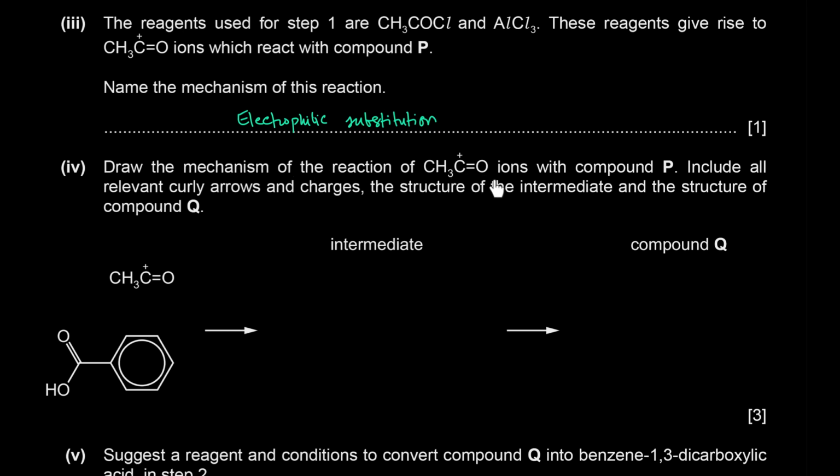Draw the mechanism of this reaction with compound P. Include all relevant curly arrows and charges, the structure of the intermediate and the structure of compound Q. In electrophilic substitution, the electrons go from the ring to the positively charged carbon of the electrophile. So let me draw this curly arrow like that, and you end up making this intermediate. Make sure that in the intermediate, we show the substitution taking place on carbon number 3.